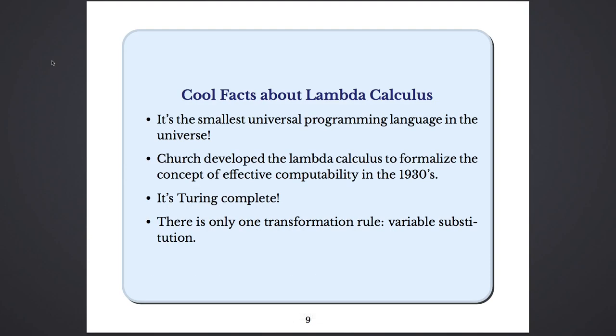So first off, some background information about lambda calculus. It is the smallest way you can discuss programming, and because of that, it's actually the smallest universal programming language that there is. Church made it up in the 1930s, and later on some work after that. It's Turing complete because it is a full-fledged programming language. And it only has one thing that it does, and that is variable substitution to do transformations. That's all it does. There's nothing else it's capable of doing. But that's all you need, so it's okay.